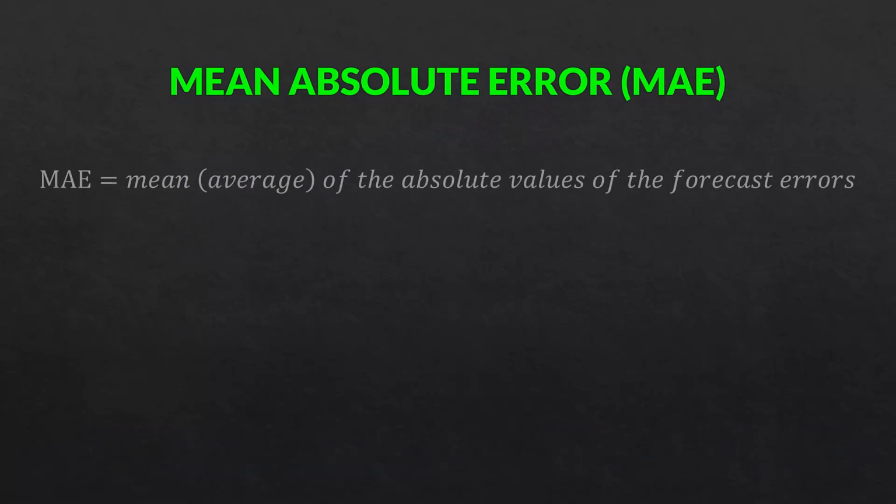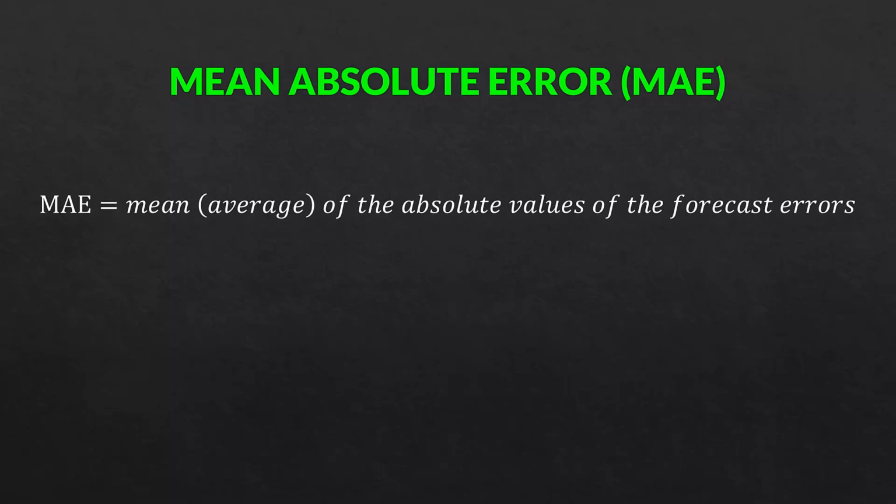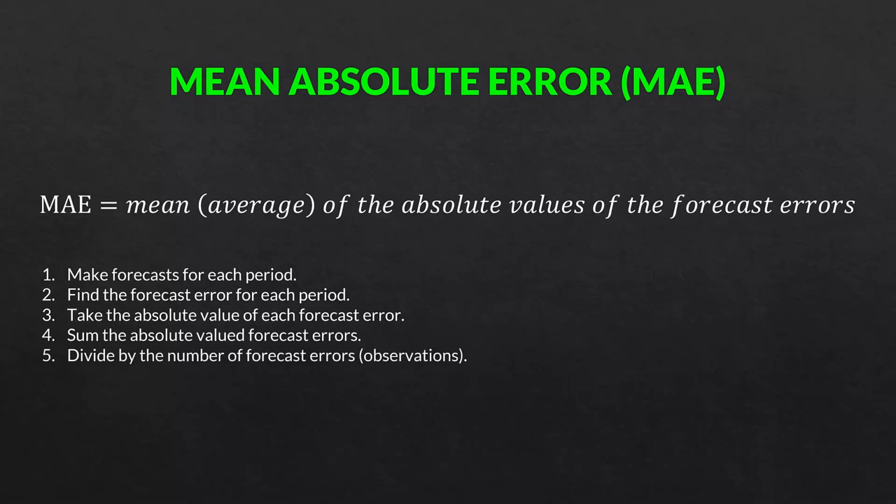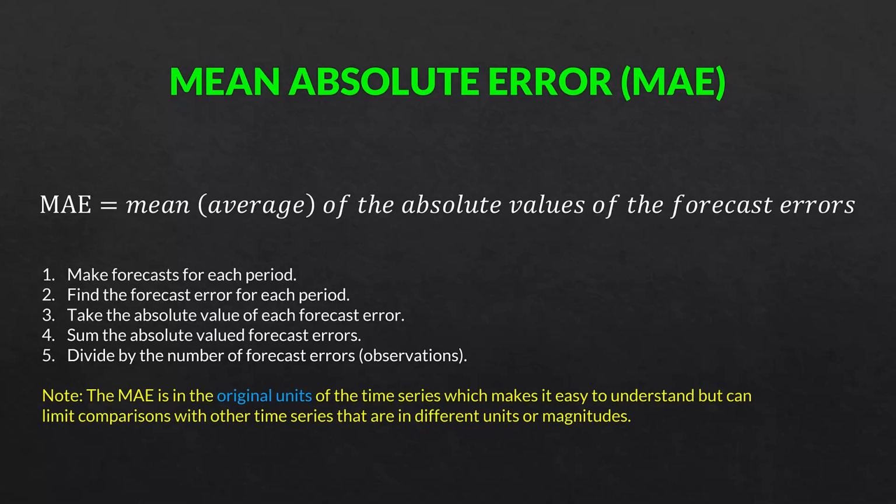So the mean absolute error, this is our forecast accuracy measure we are examining in this video. It's very simple actually. So the MAE is the mean or the average of the absolute values of the forecast errors. We make forecasts for each period, find the forecast error for each period, take the absolute value of each forecast error, sum the absolute valued forecast errors, and then divide by the number of forecast errors we have, or the observations. Very straightforward. Now do note here that the MAE, the mean absolute error, is in the original units of the time series, which in this case is US dollars, which makes it easy to understand, but can limit comparisons with other time series that are in different units or magnitudes.